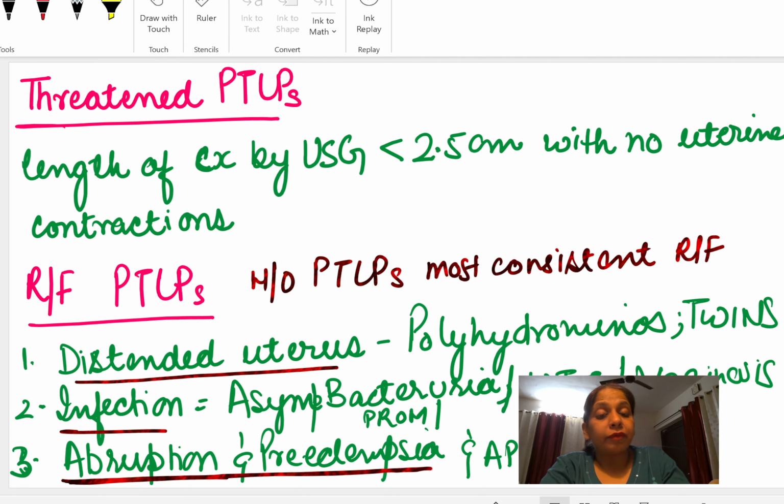What are the risk factors for preterm labor pains? History of preterm labor pain is the most consistent risk factor. So mainly 3 factors you have to remember. So here again I would like to tell you, always shorten your list.